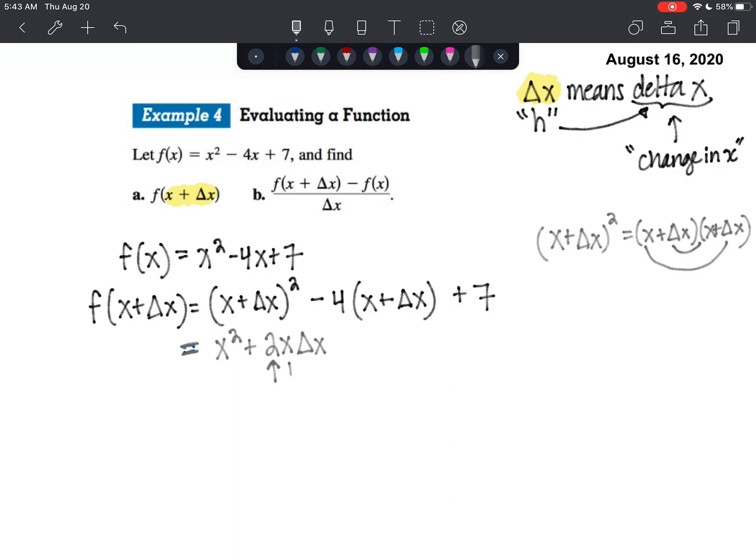There's really just 3 factors here. 1, 2, 3. There's 3 factors there. Now we're at the last, delta x squared. So delta x squared. Now, you can put delta x in parentheses, but sometimes we drop them because it's just one term in there. Minus 4x minus 4 delta x plus 7.